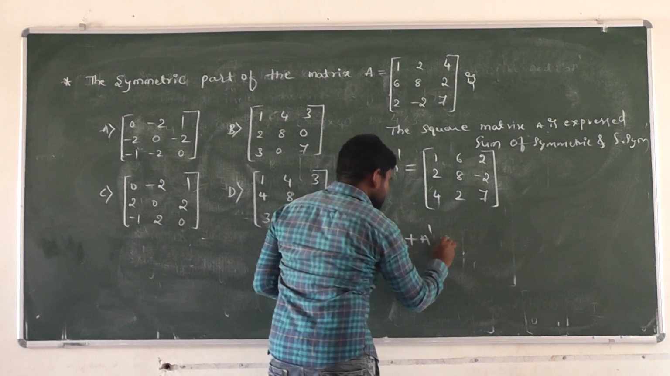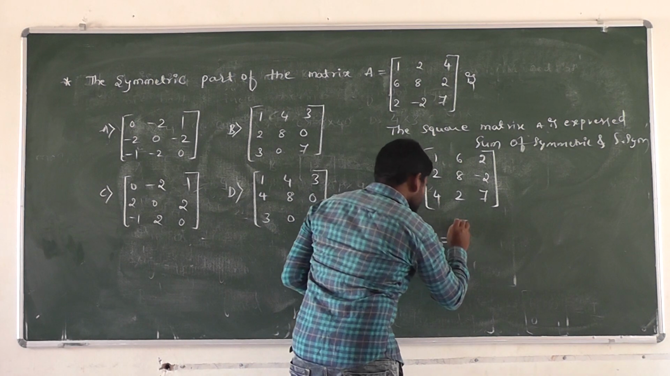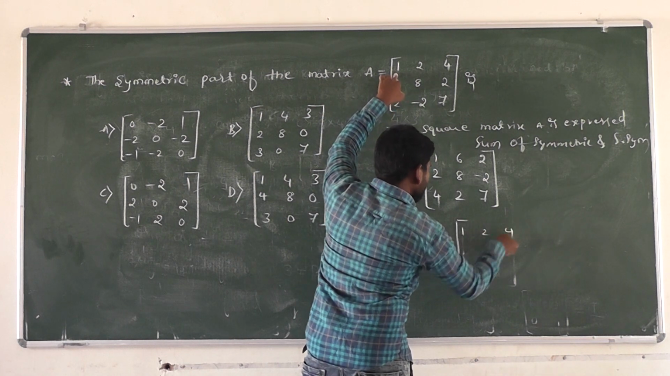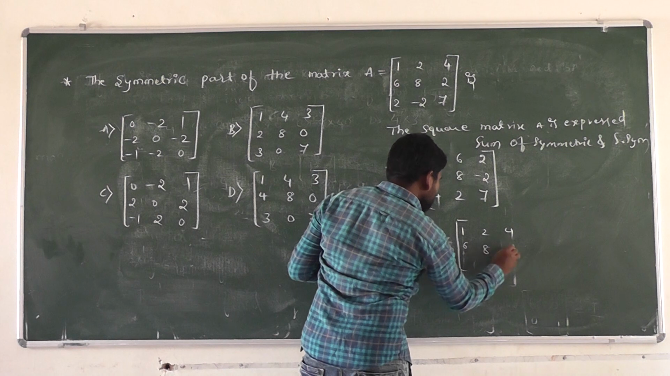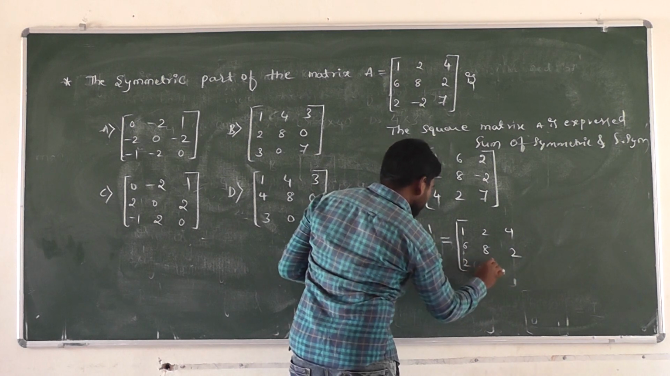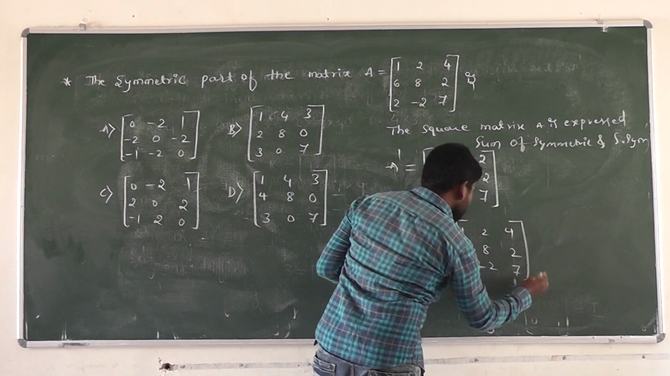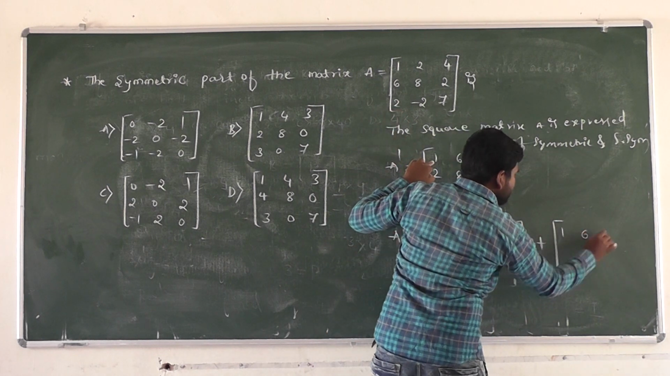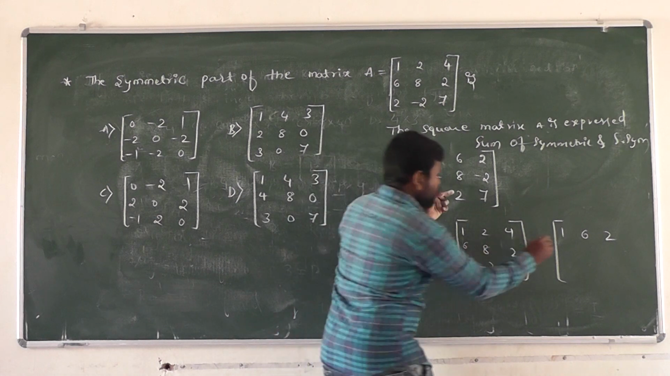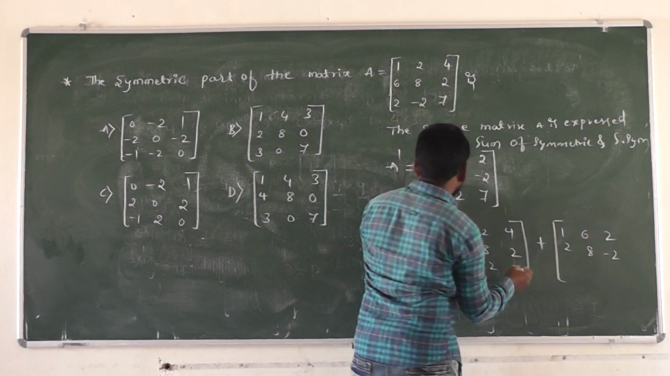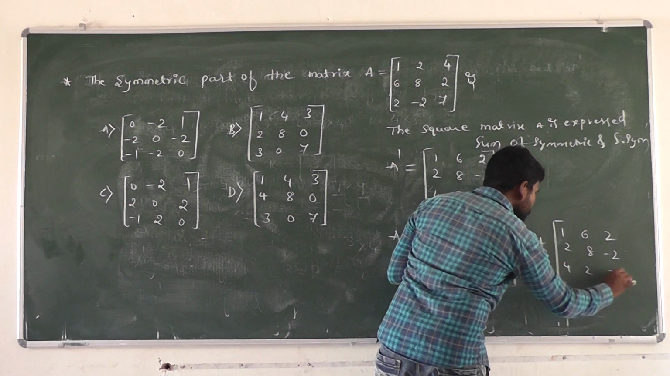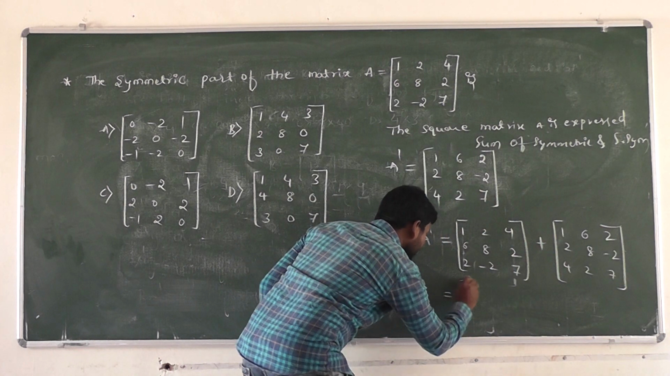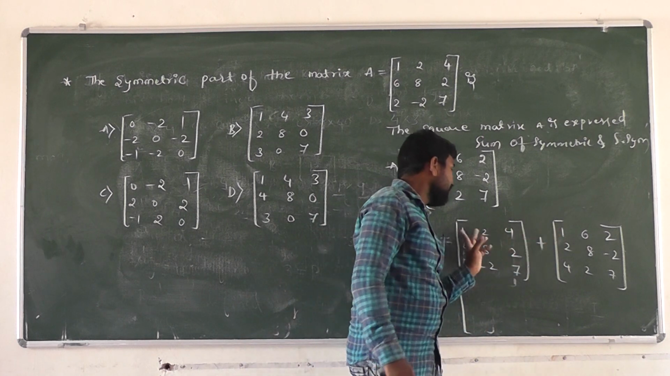First we have to add A plus A transpose. What is the A matrix here? 1, 2, 4, 6, 8, 2, 2, minus 2, 7, plus 1, 6, 2, 2, 8, minus 2, 4, 2, 7. Right? Then how to add the two matrices here? We have to add the corresponding elements of the two matrices.